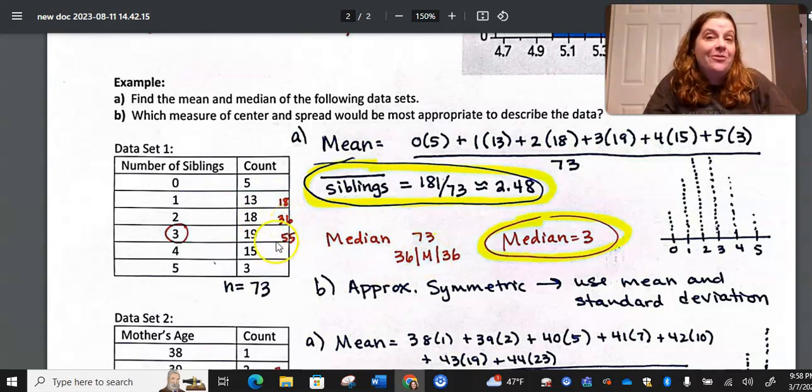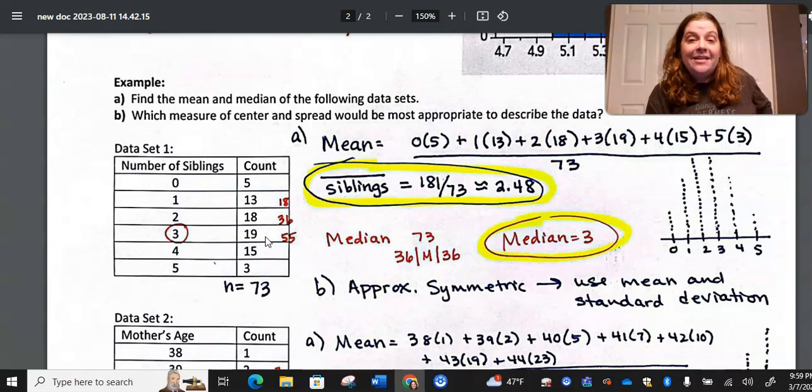I'm looking for the 37th number. The 37th number is going to be in that next pile of numbers. That's going to be a 3. So the median there would be a 3. Or you could draw a little picture like I have over here, and you could count and see when you found the 37th dot, and it's going to land on that third number there.